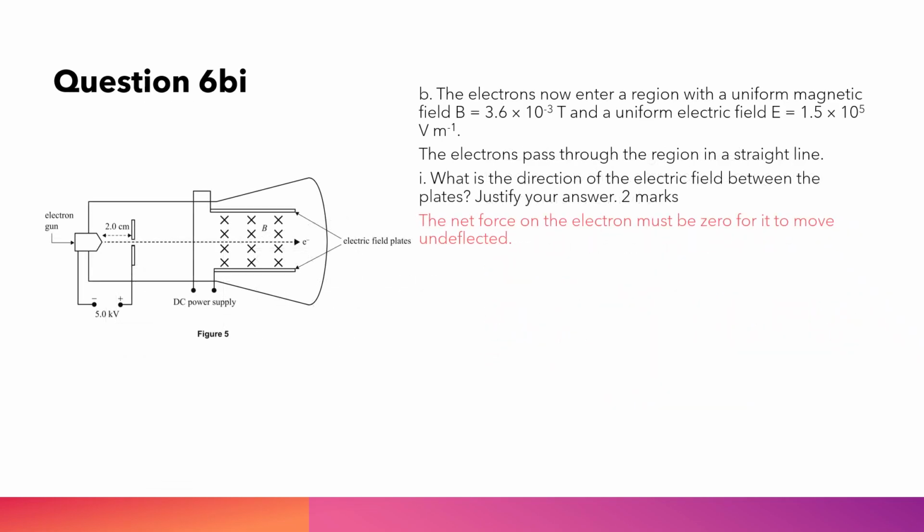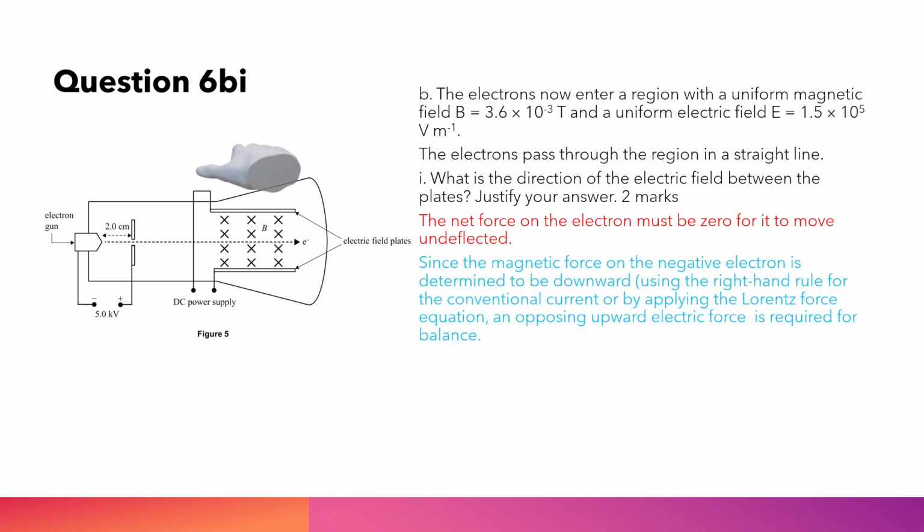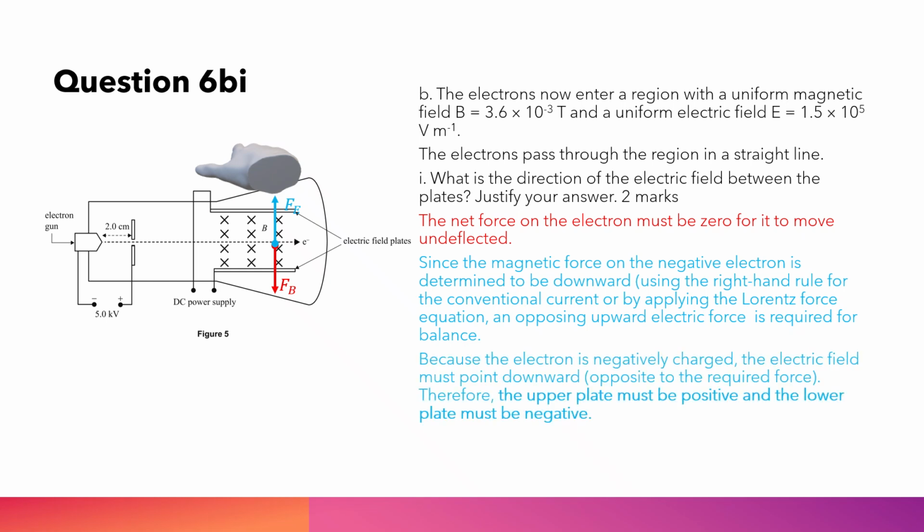The net force on the electron must be zero for it to move undeflected. Since the magnetic force on the negative electron is determined to be downward, using the right-hand rule for the conventional current, or by applying the Lorentz force equation, an opposing upward electric force is required for balance. Because the electron is negatively charged, the electric field must point downward, opposite to the required force.